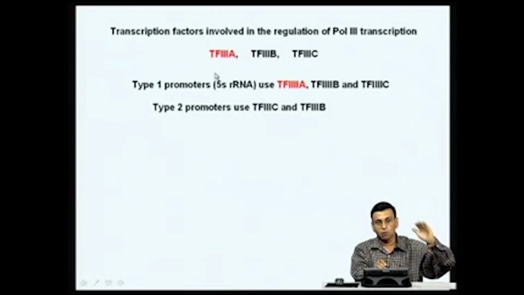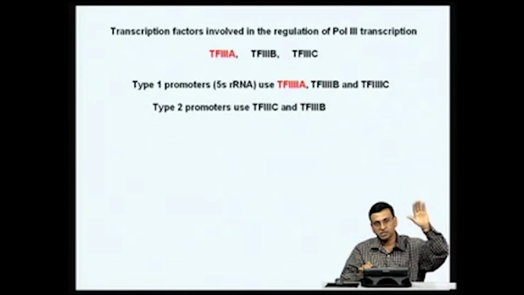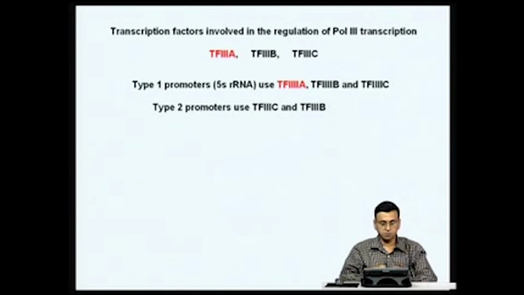Whereas when it came to Pol I, they are designated as TFI. Whereas when it comes to Pol III, you use the terminology TFIII. So, TFIII means the factor is associated with Pol III transcription, TFII means the factor is associated with Pol II transcription, TFI means this transcription factor is associated with Pol I transcription.